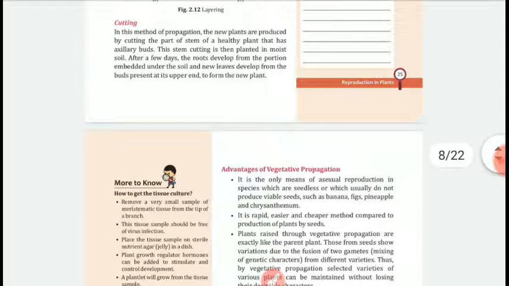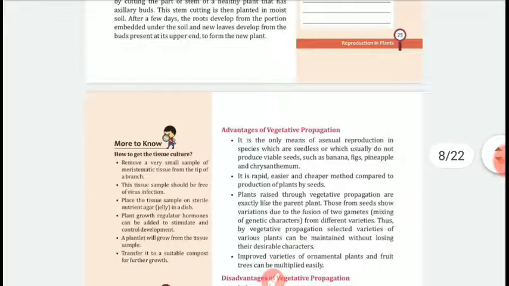Advantages of vegetative propagation. What are the advantages of vegetative propagation? It is the only means of asexual reproduction in species which are seedless or which usually do not produce seeds, such as banana, figs, and pineapple.